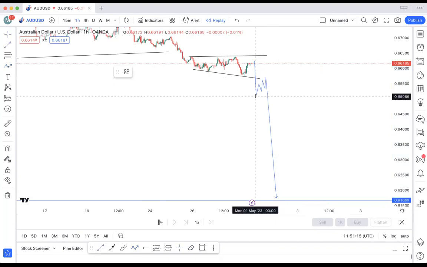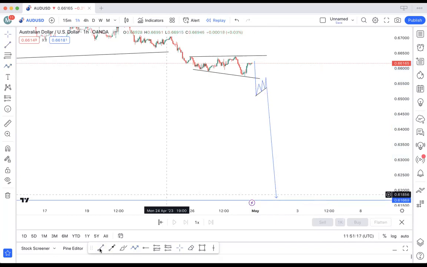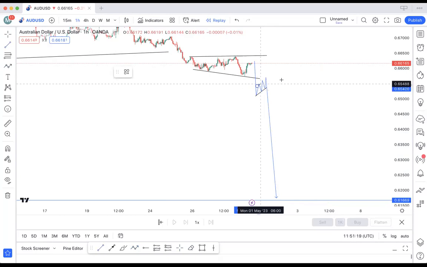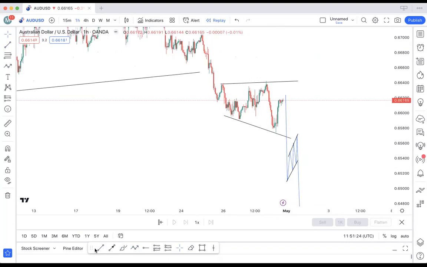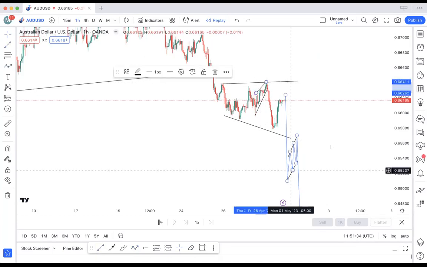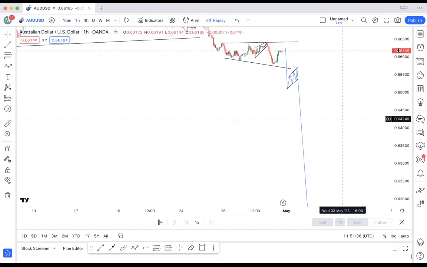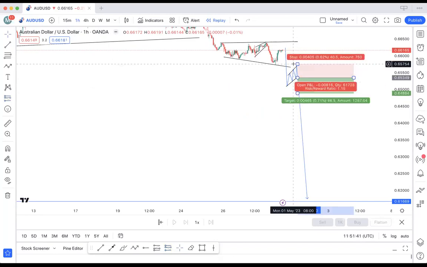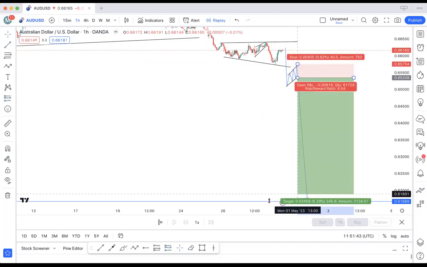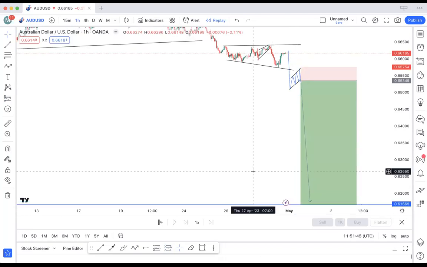So if we get a continuation pattern, let me show you an ideal continuation pattern that we are looking for. So I'm looking for something similar to this, as you can see. That is called a continuation pattern. So I'm looking for something similar to this around here. So if we do get that similar type of movement, then this is how we will execute. So this is how we'll enter it if we get that continuation on the breakout.